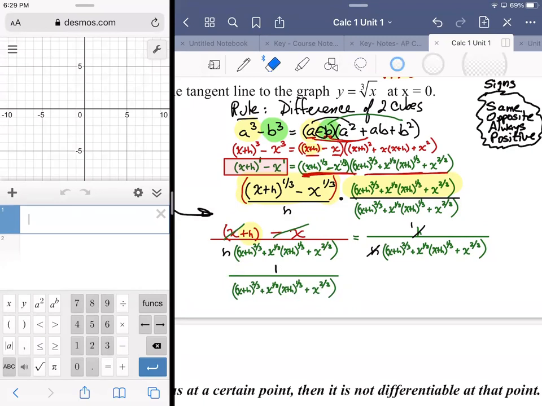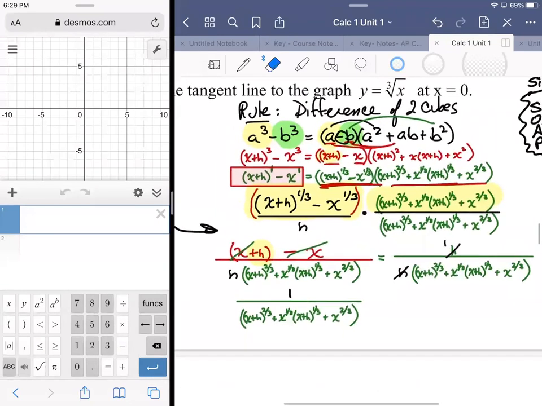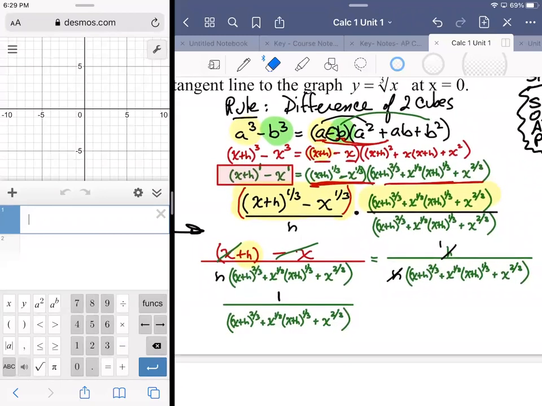Right. So, Professor, I have a question. Sorry. Sure. On the second line, after the x plus h cubed minus x cubed equals all that, could you explain to me again how all that became x plus h to the 1/3 minus x to the 1/3? So it didn't become that. Just think of this as trial 1 and trial 2.